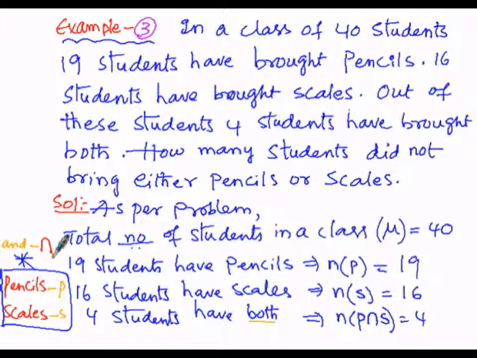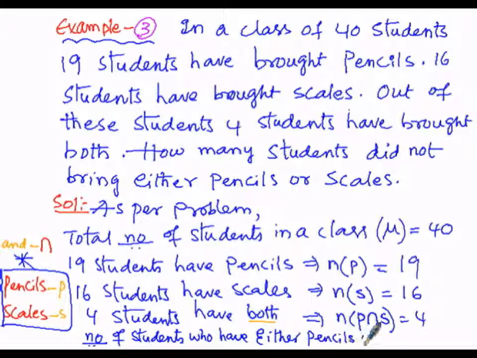So here we have to find out the number of students who did not bring either pencils or scales. But first of all, let us find the number of students who have either pencils or scales or both. Actually we have to find who do not have, but we are going to write the number of students who have either pencils or scales or both. "Or" indicates union, and "and" indicates intersection.